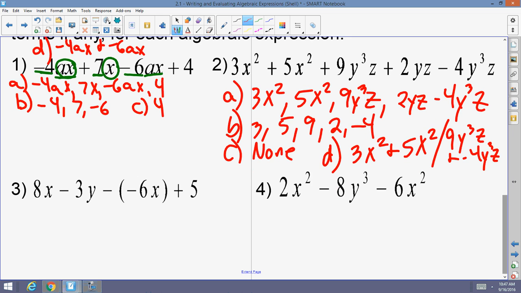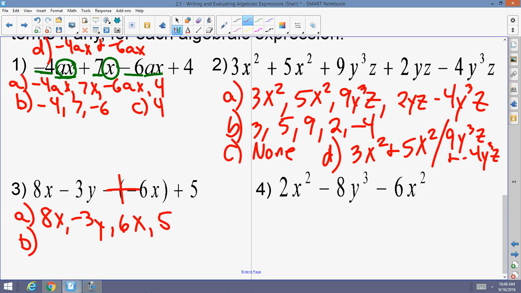How about for number 3, gentlemen? What are my terms? Go ahead. Beautiful. 8x. Negative 3y. No. What's a negative times a negative? That gets everybody always. Good job. Good mistake. That's a 6x. Great. And 5. Very good, brothers. What are my coefficients, gentlemen? 8. What are my constants, if any? And what are my like terms? 8x and 6x. And that's it.